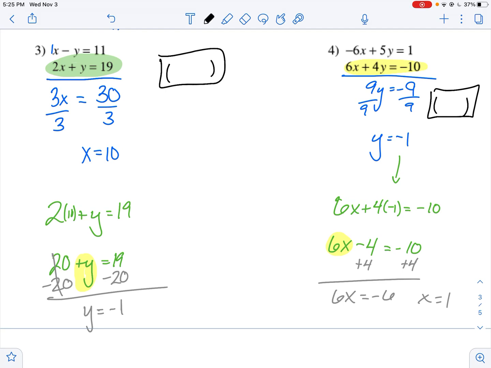All right, so on number 3, it should be 10 comma negative 1. And on this one, it should be not negative 6, positive 1, negative 1. X was positive 1, and Y was negative 1. So our ordered pair is positive 1, negative 1.